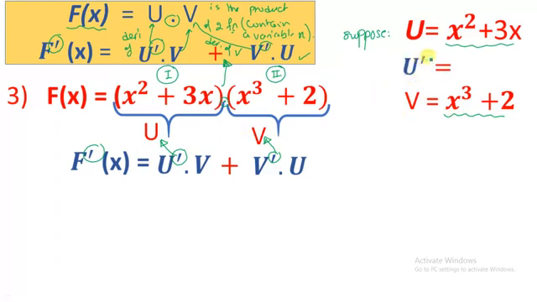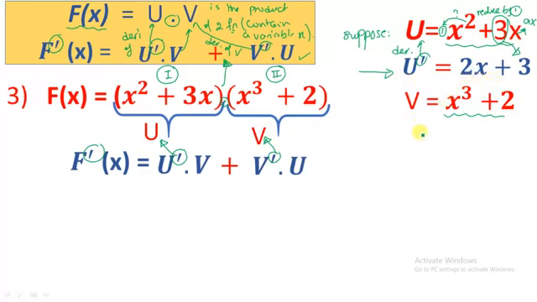u prime, which is the derivative of u, is equal to, what is the derivative of x squared? It is the power 2 multiplied by the coefficient, and then we will reduce the power by 1 to get what? To get 2x. And what is the derivative of 3x? It is in the form ax, and its derivative is the coefficient of x, which is 3. So u prime is equal to 2x plus 3.